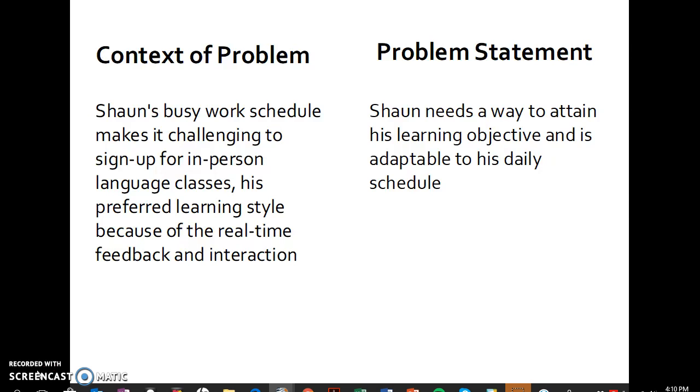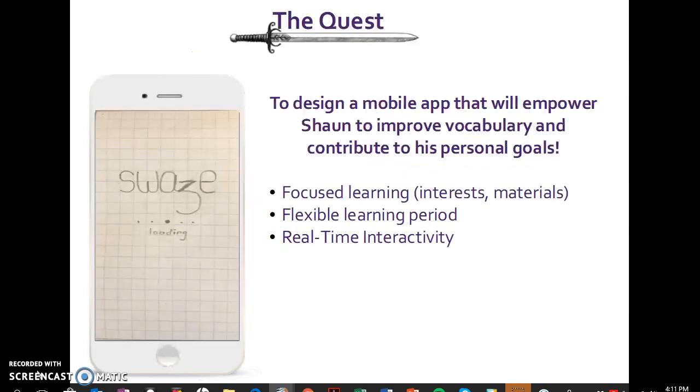Now, the context of his situation shows that as a very ambitious young man, Sean has a very busy work schedule, which makes it very difficult for him to sign up for face-to-face language classes, which he would prefer because of the real-time feedback and interaction that is involved. However, this is very difficult. It's a challenge for him because time is such a valuable resource that he cannot afford. For this, he will need a way to attain his learning objective that is also very flexible and could adapt to his busy schedule.